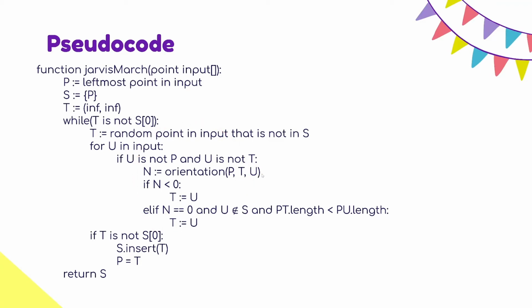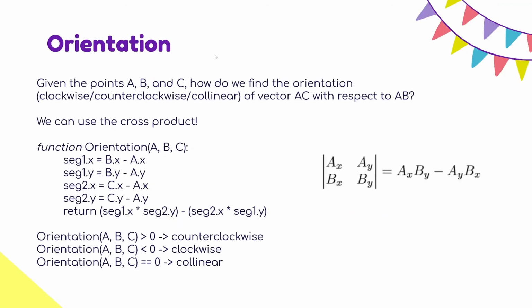And so the most important thing here is that we want to check this orientation of P, T, and U. So this is PT and PU. So the question here is, how do we check the orientation of the vector PT with respect to PU? Given the points A, B, and C, how do we find the orientation of vector AC with respect to AB?